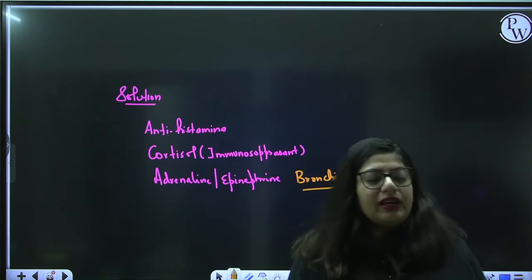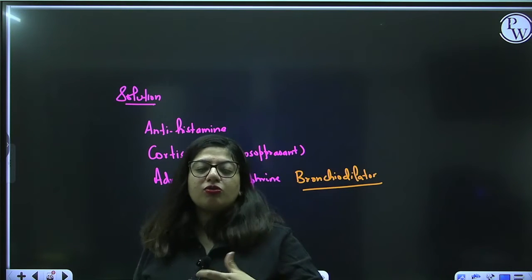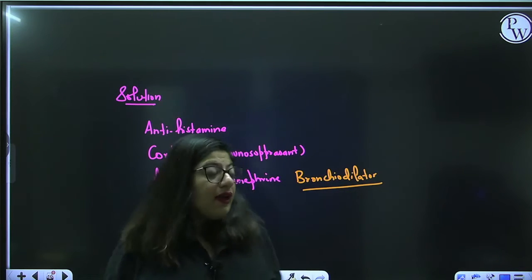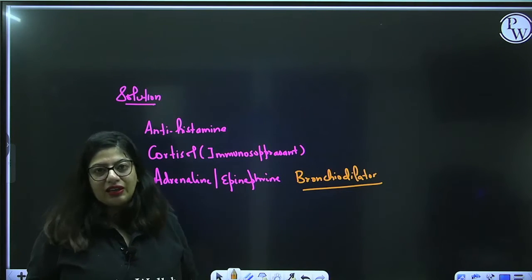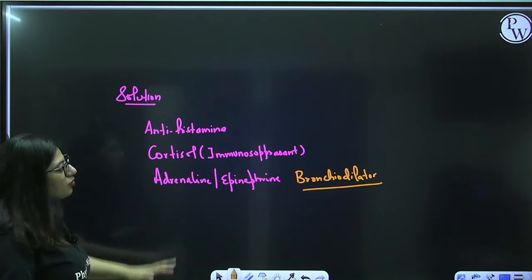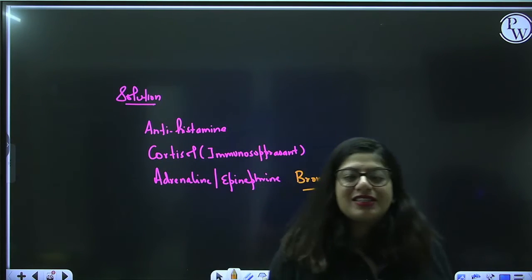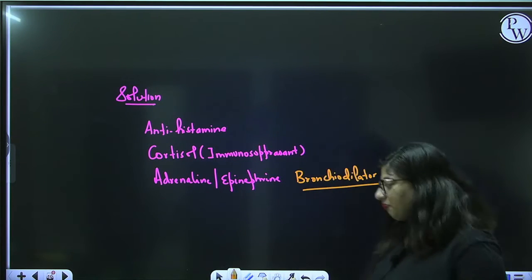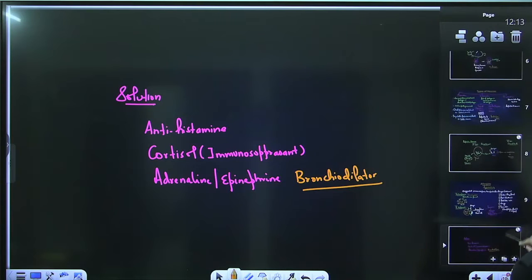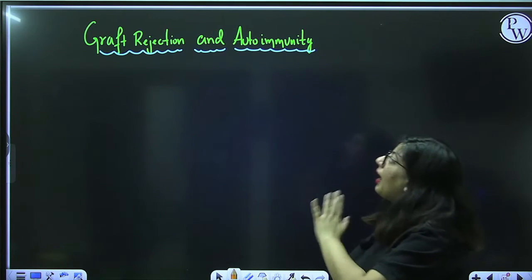That's what happens in asthma a lot. The person is allergic to dust, dust goes to the bronchioles, the bronchioles get constricted. And here if you give epinephrine, the bronchioles will dilate and the person will get saved. So all these things can be a solution. Any of these taken at the right time can save a person's life. So you should definitely know what you are allergic to, right? Okay. Moving further to the next topic, and that is graft rejection and autoimmunity.